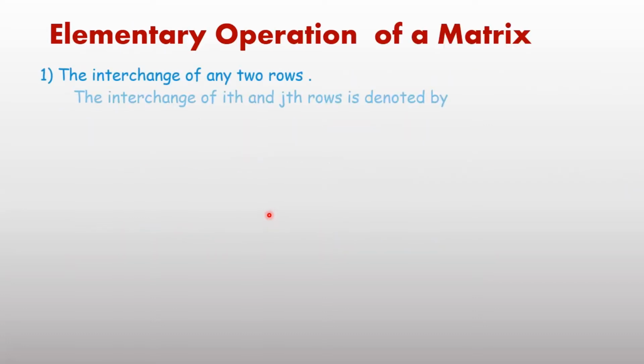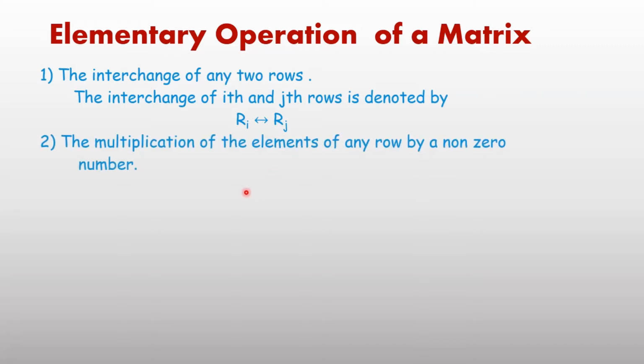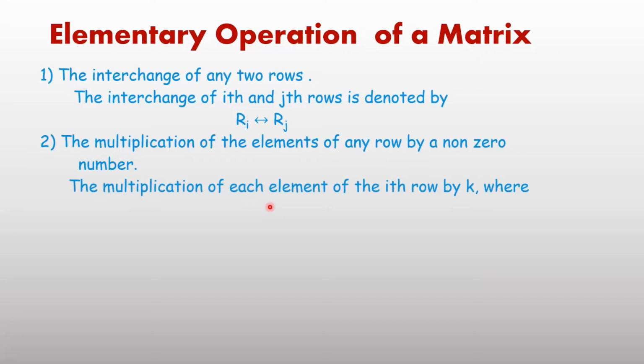Next, elementary operations. First, we can interchange any two rows of a square matrix, means R1 R2 interchange, or you can interchange R1 R3 or R3 R1 as per requirement of the question. Second, you can multiply by any non-zero number in any row or in any column, denoted by Ri replaced by kRi.